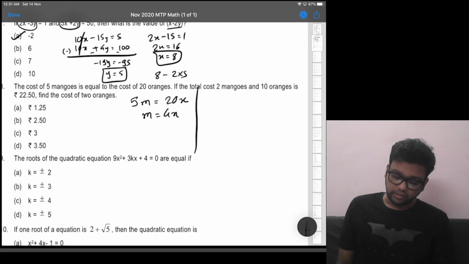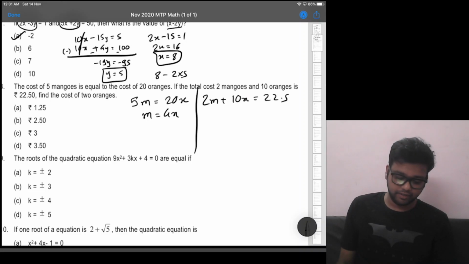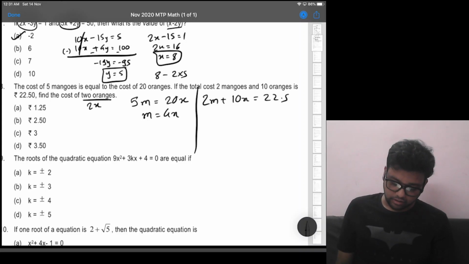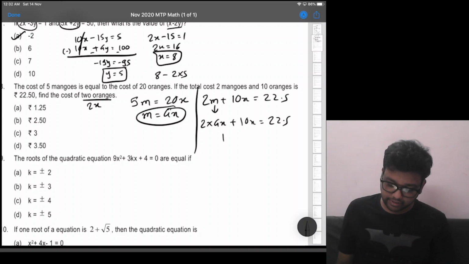Fine. If total cost of 2 mangoes and 10 oranges, that is 10x, is 22.5, then find cost of 2 oranges. 2 oranges means we have to find 2x, right? So let's try it. We know that m is equal to 4x. So in place of m, let's put 4x plus 10x is equal to 22.5. So 2 into 4 is 8. 8 plus 10 is 18x is equal to 22.5.